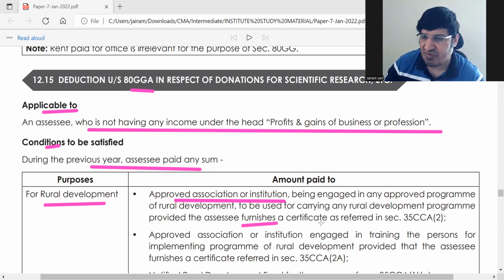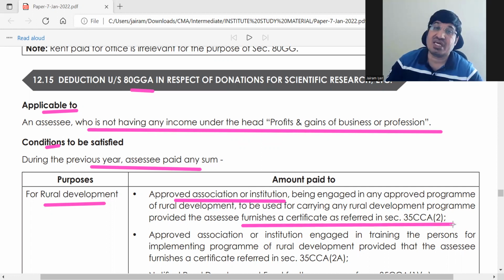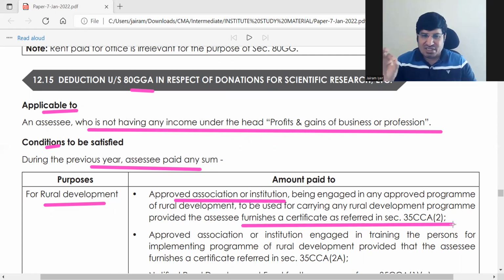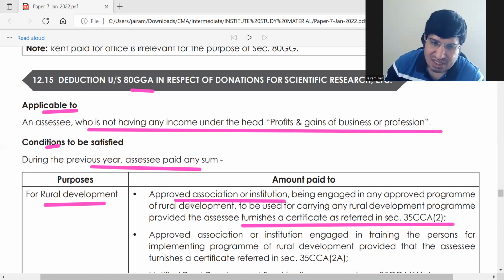And he has to furnish a certificate as referred in 35CCA. If you remember, हमने PGBP में पढ़ा था section 35CCA. Okay. Just important point here is he has paid money for rural development to an approved institution or association and has furnished the certificate. Under section 35CCA, even if you don't remember 35CCA, that's okay. ये हो गया पहला point. He has given money to approved institution and association which is engaged in rural development program.